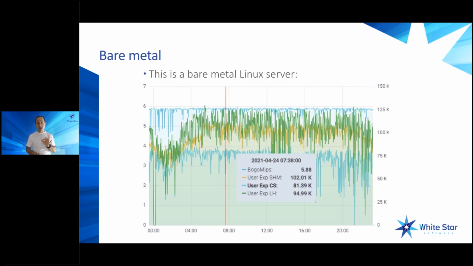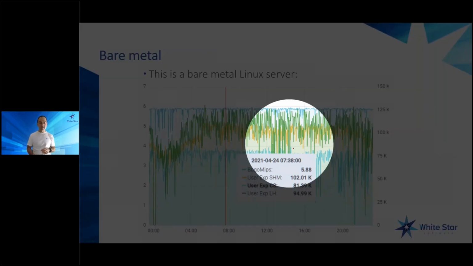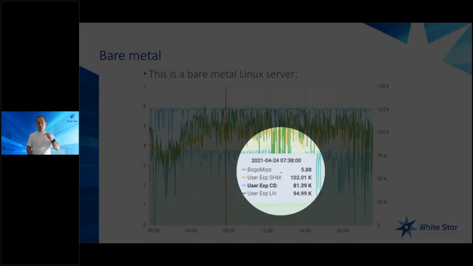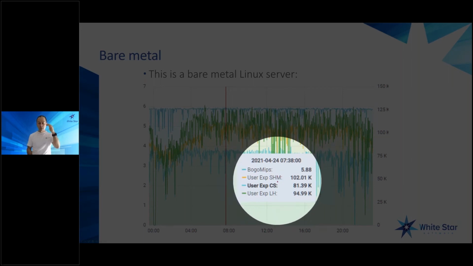And here's a bare metal server, just to show you something that's interesting about this particular customer. It's interesting that for a BogoMIPS of 6, the user experience SHM is a little bit low, but I think it's because this is also a pretty busy machine. There's a lot of reads, like this customer does around 2 million database reads per second during a typical day.